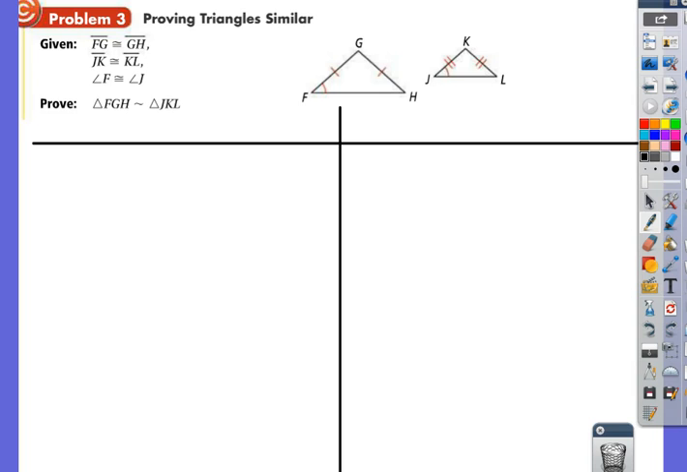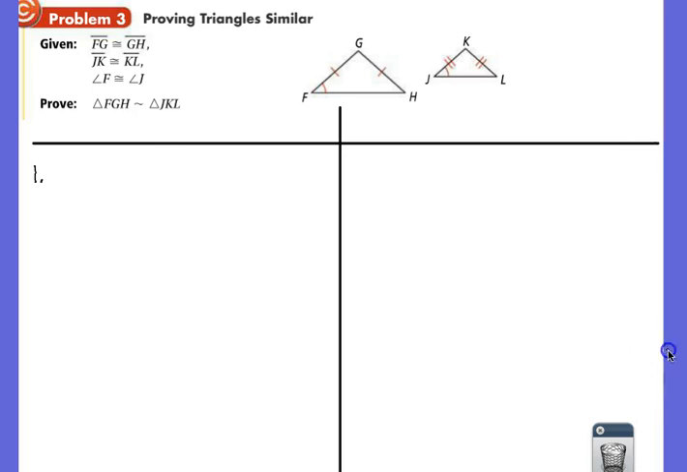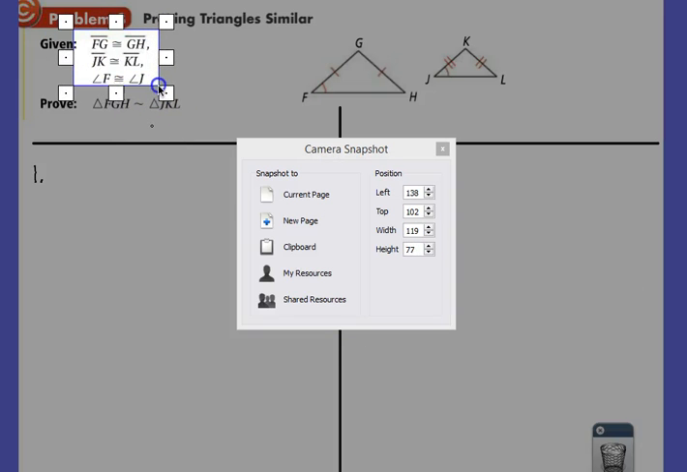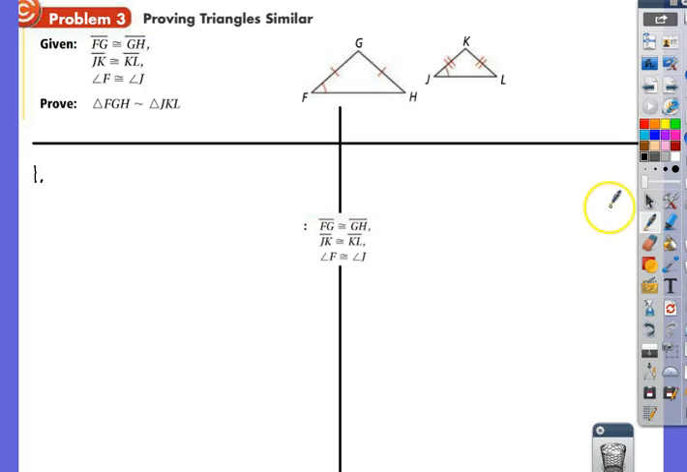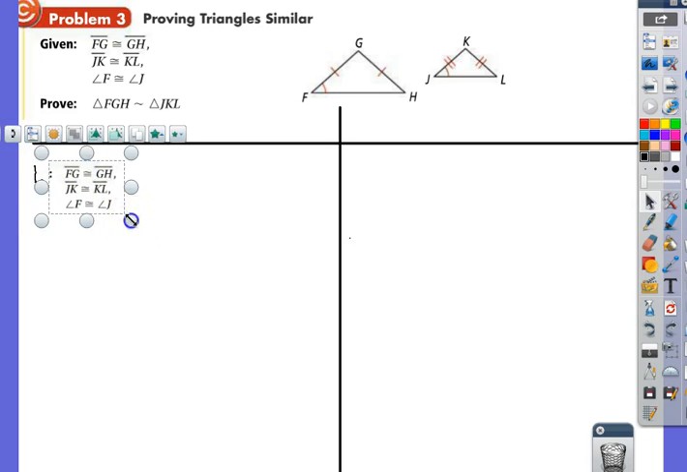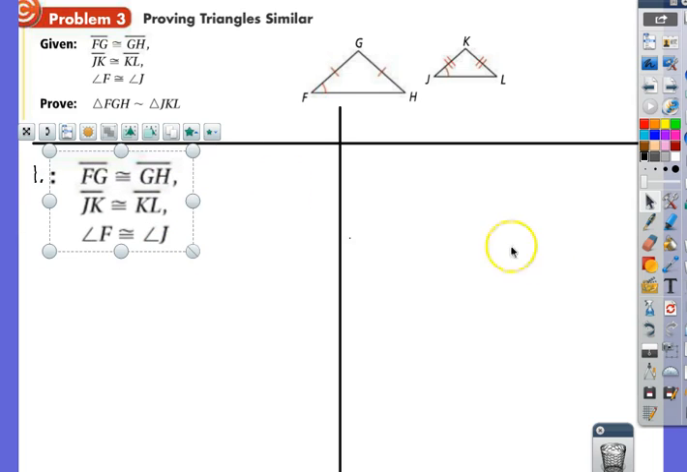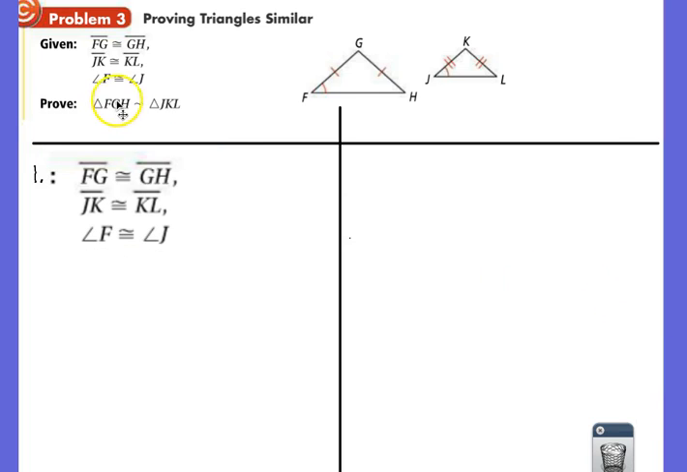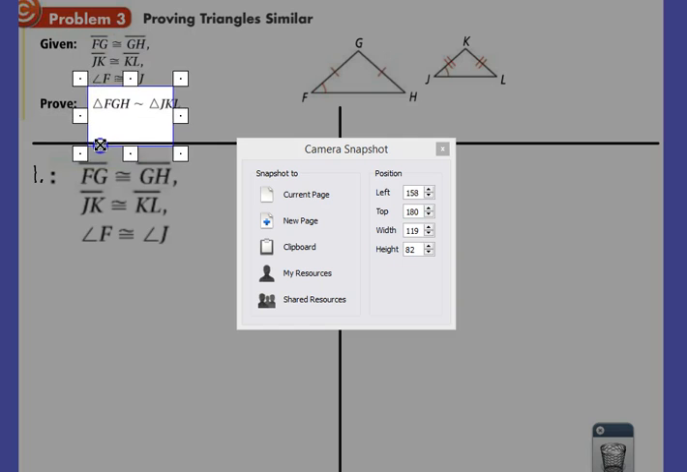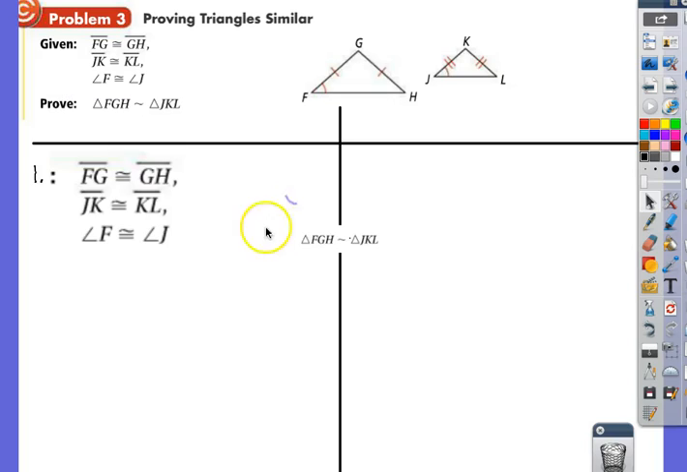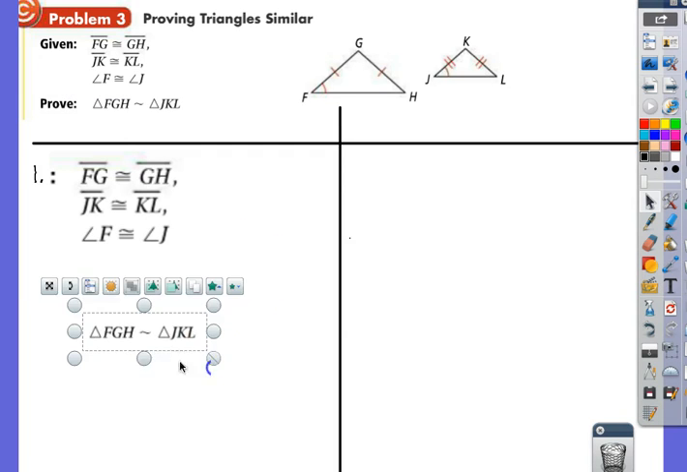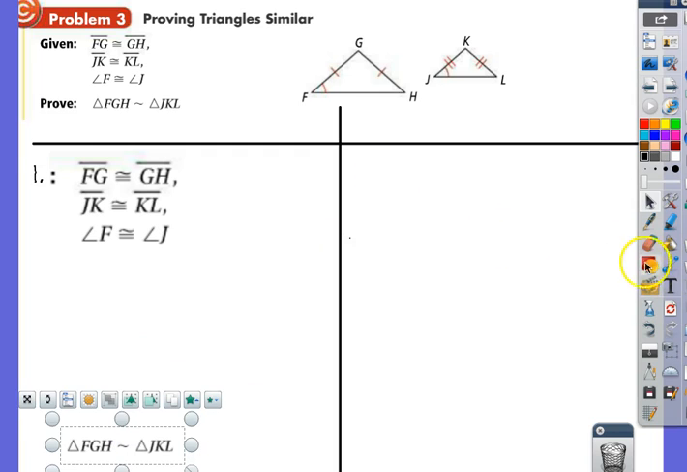Proofs. You know you missed them. So for this proof, what am I going to start out doing? The given. I think I'm just going to take a picture of it because I'm lazy. So here's the given statement. I know at some point I'm going to need the proof statement, so that's going to be in here somewhere. I'll just set it down at the bottom for right now.